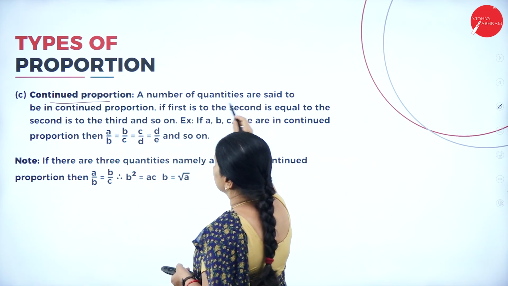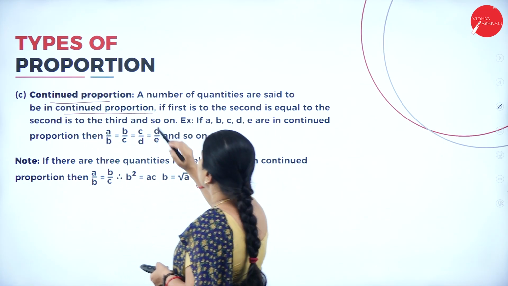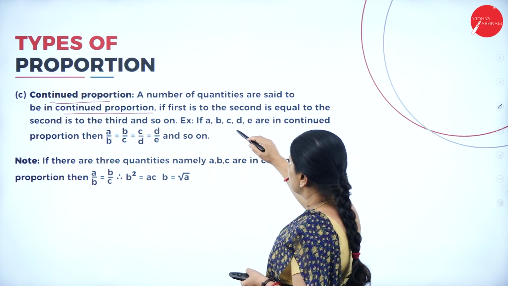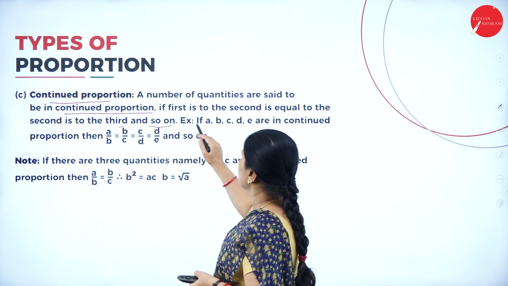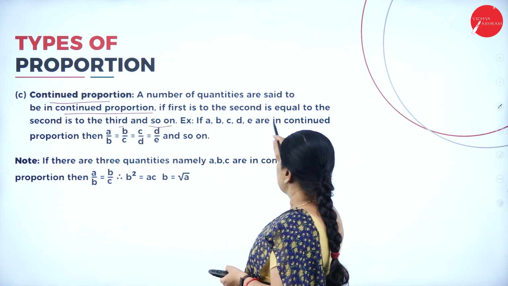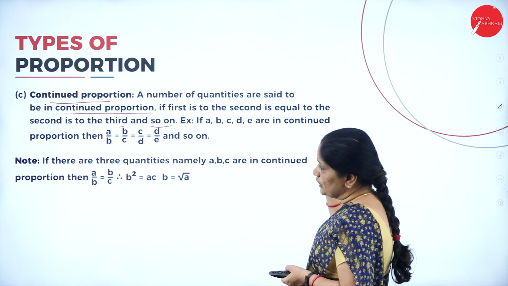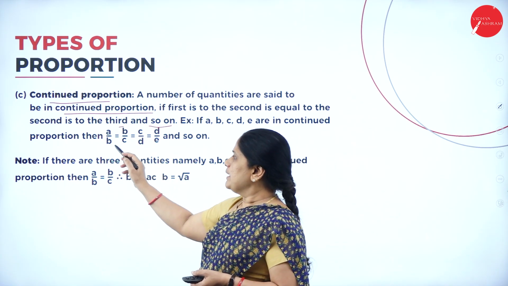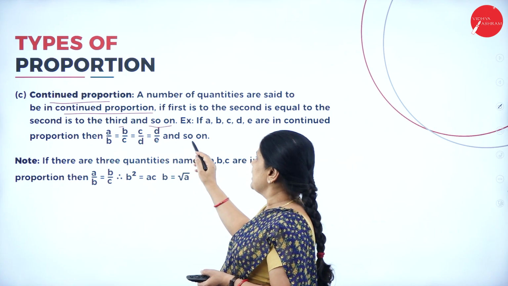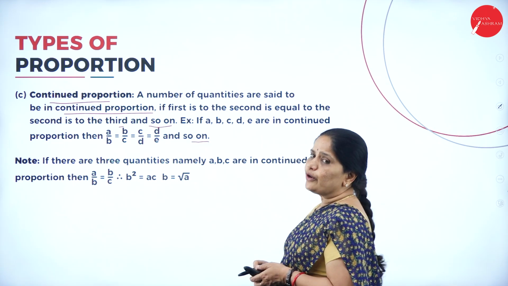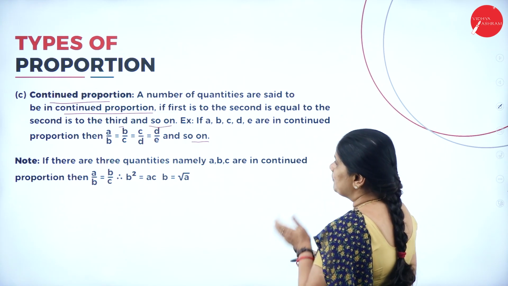Then, the next part is continued proportion. A number of quantities are said to be in continued proportion if the first is to the second as the second is to the third, and so on. For example, if A, B, C, D are in continued proportion, then A by B equals B by C equals C by D equals D by E and so on. So, this is a continued proportion.